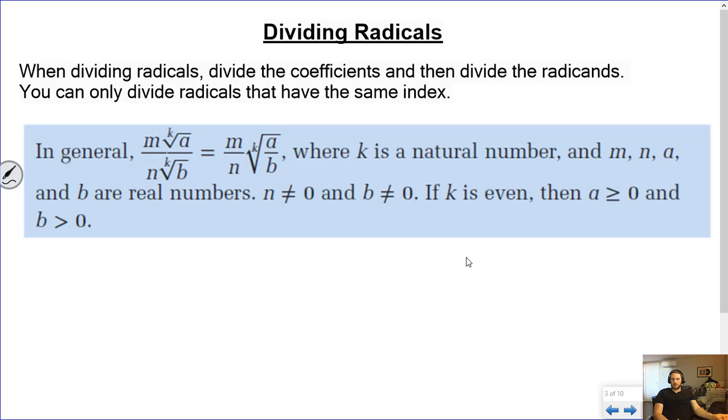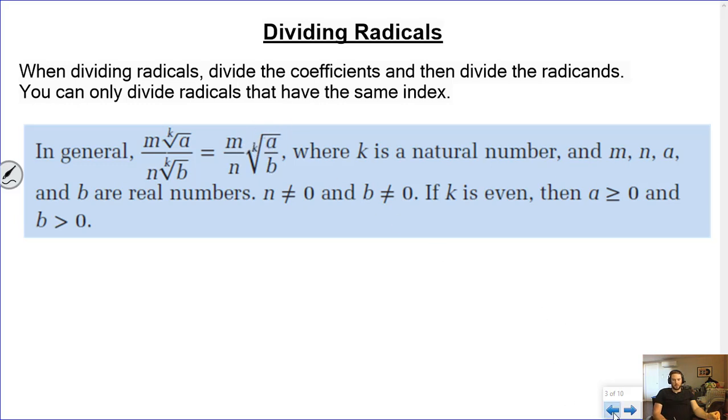Now, dividing is a little different. The reason dividing is a little different is because we have to be careful of not just making our square roots and things positive, but also making sure that our denominator is not 0. So when dividing radicals, we divide the coefficient and then the radicand. So the radicand is the number that is inside my radical, and the coefficient is the number that's in front. You can only divide radicals that have the same index, so the same little number inside that radical symbol.